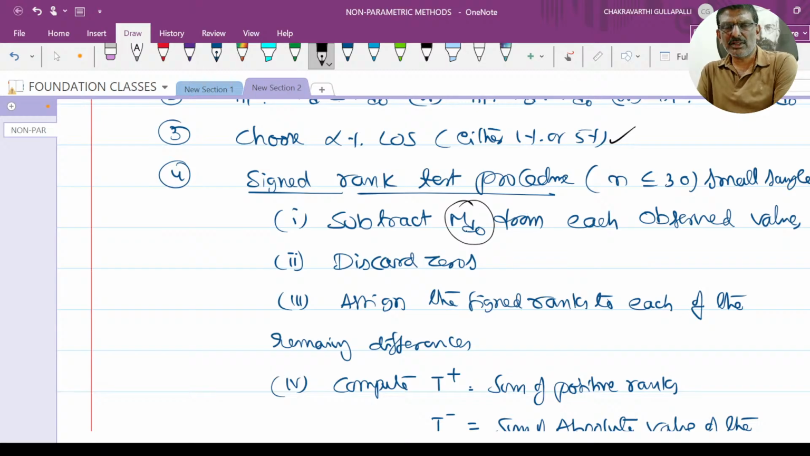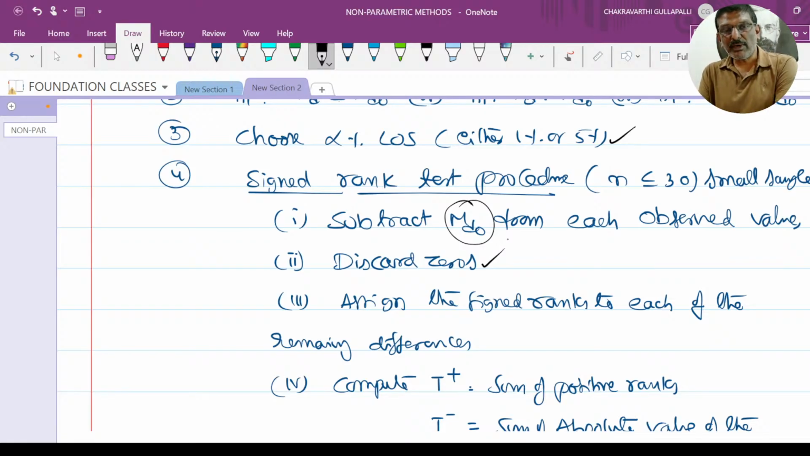Some 20 numbers, 30 numbers, below 30 here, or 10 numbers also. I will give one example related to this signed rank test. That is also very useful to understand the concept of the signed rank test. So discard zeros here, after subtracting the specified value from each observation. Sometimes the observed value is the same as the median MD naught, so that deviation is 0.